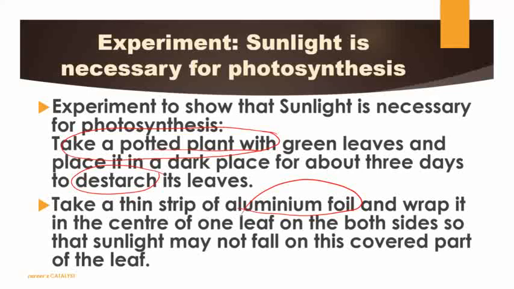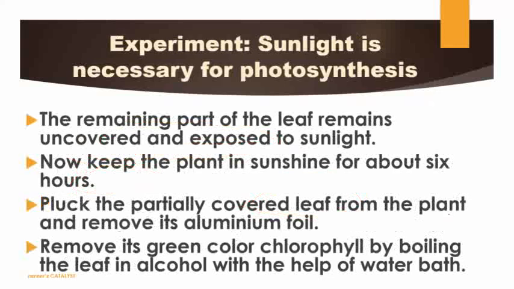And now what we are doing, before just bringing that in sunlight, we will take a leaf and wrap it with aluminum foil, and now expose this potted plant in sunlight. After about 6 hours, that plant will be able to perform the photosynthesis process, and obviously prepare food inside the plant body.